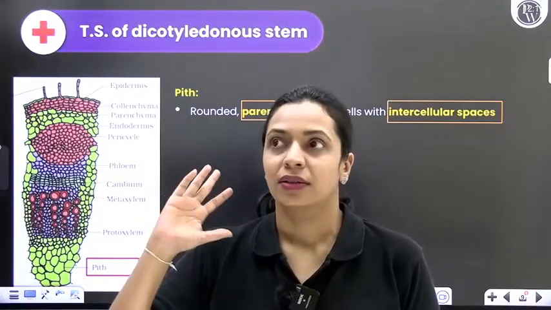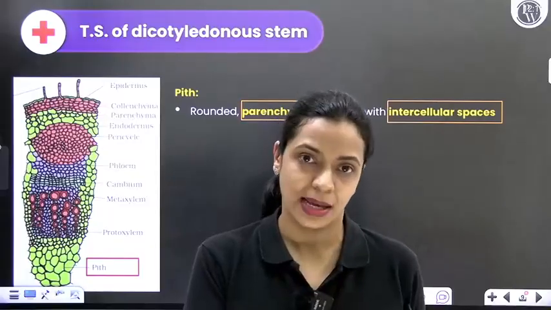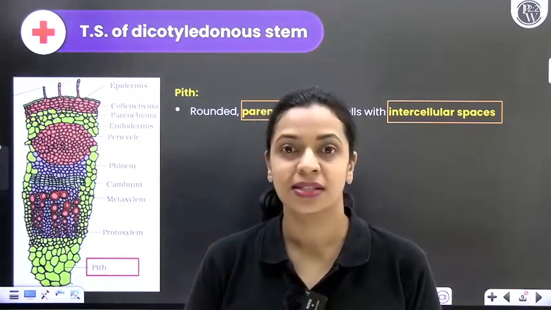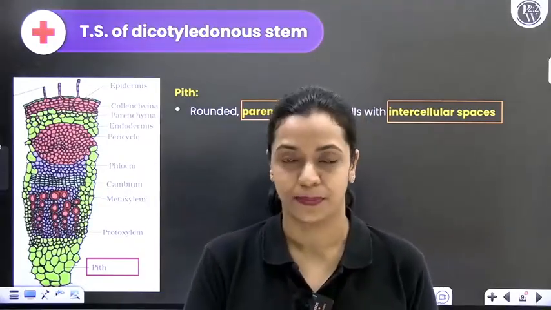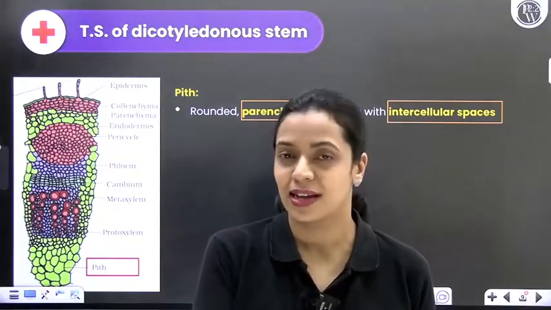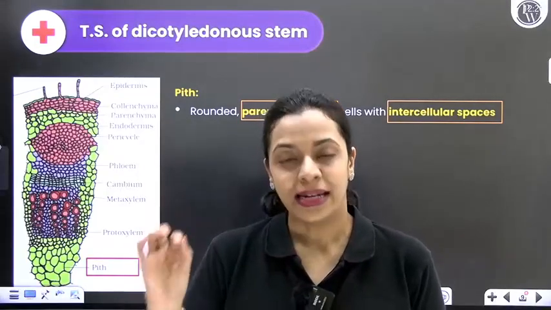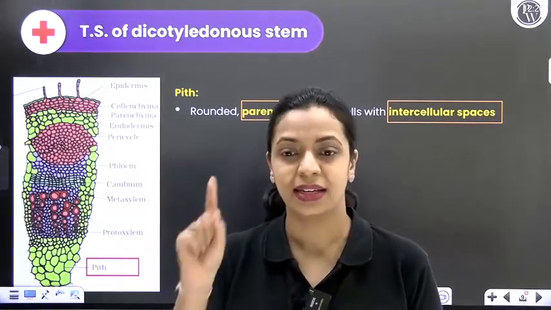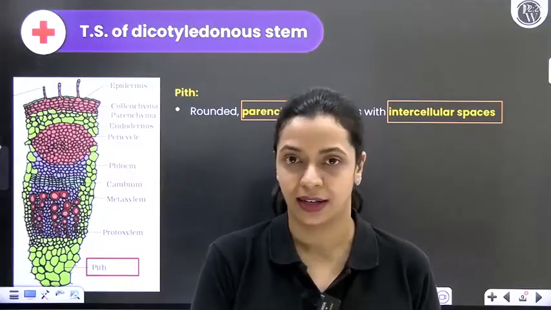In dicot root, pith is not very prominent. In dicot stem, pith is very prominent. In dicot root, endodermis has Casparian strips. Casparian strips are absent in dicot stem. In dicot stem, you have a starch-rich layer. We call it starch sheath. That is not there in dicot root. In dicot root, pericycle is single-layered parenchymatous. In dicot stem, pericycle is multi-layered. It is made up of sclerenchyma.